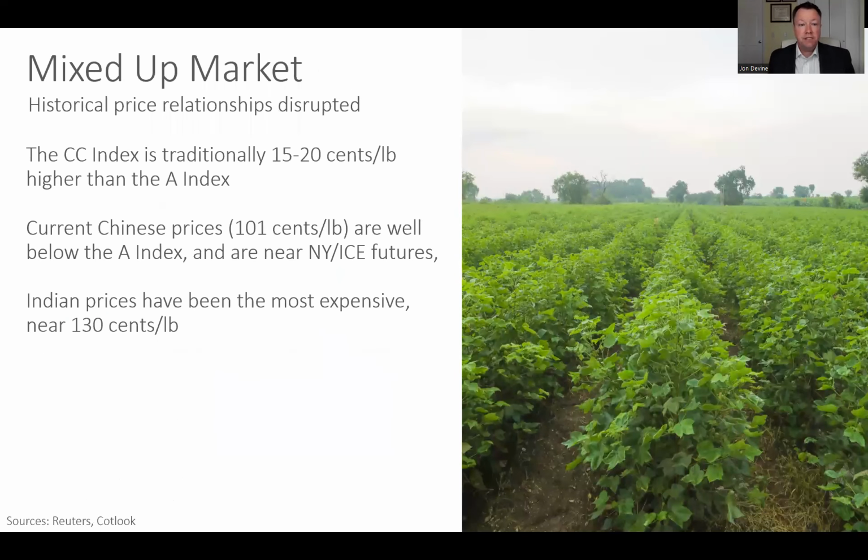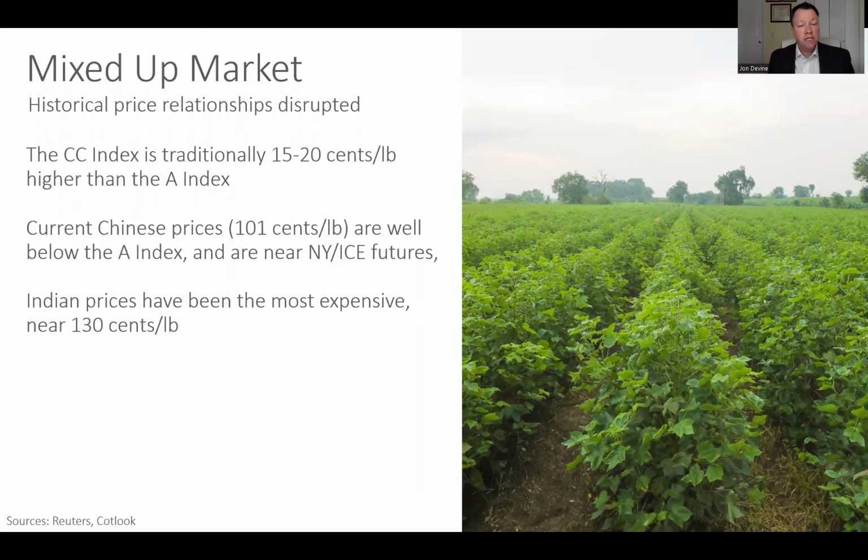And to get into that discussion about the export front, I think we need to pay attention to where prices are out there in the rest of the world. The market has been flipped on its head just over the past few months. The CC index, if you're not familiar with it, nothing too complicated, stands for the China Cotton Index. It's a price for Chinese grown cotton delivered to Chinese mills. Traditionally, due to protections that the Chinese government has in place, the China Cotton Index is 15 to 20 cents per pound higher than the A index. The A index is our international export price. It gets cotton to ports in Asia, including those in China.